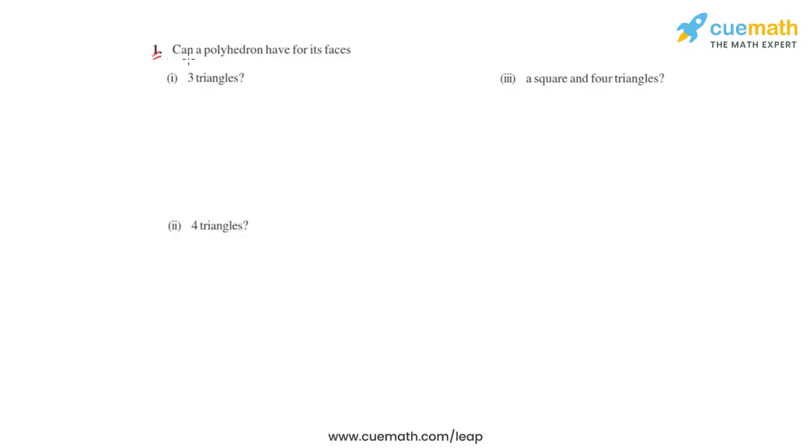In question number 1 of this third exercise, we'll have to state whether a polyhedron can have 3 triangles for its faces, 4 triangles for its faces, a square and 4 triangles for its faces.